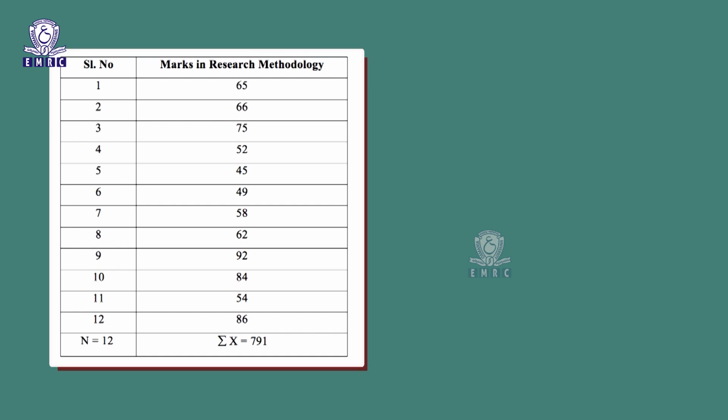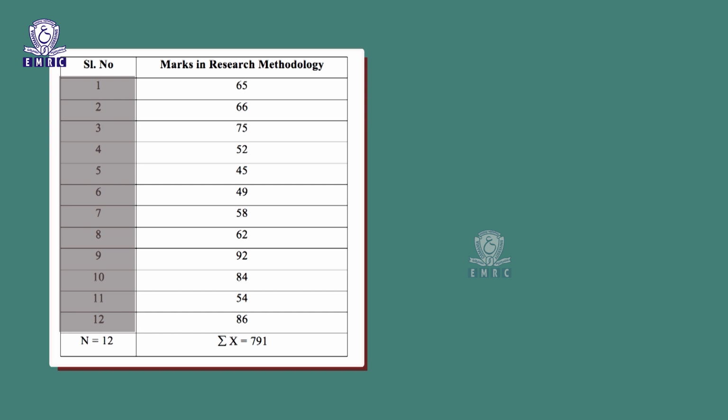Let us take a problem. The marks secured by 10 students in research methodology paper in Bachelor of Arts are 65, 66, 78, 52, 45, 49, 58, 62, 92, 84, 54 and 86 marks. Now, our duty is to calculate the arithmetic mean of all the scores. Now, let us see how to calculate the arithmetic mean for the following marks. First, draw a table.